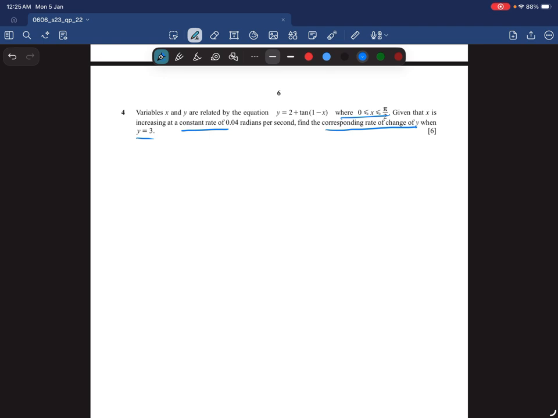Okay, so first of all, let's just find out the value of x when y is equal to 3. That'll be tan(1 minus x) being equal to 1, and 1 minus x should be equal to tan inverse of 1, which is 45 degrees, in radians pi upon 4, and x would be equal to 1 minus pi upon 4.